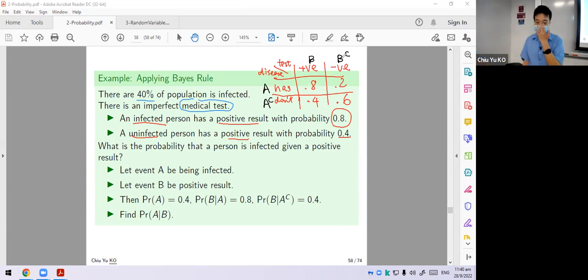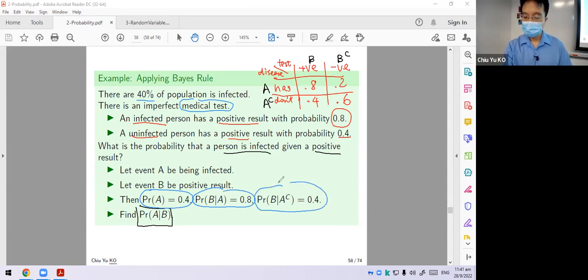Now the question is more like the following. It is asking the probability of infected given positive result. You have a positive result, and you're asking whether the person is infected. That is the question we're working on. And what is given is these three numbers.